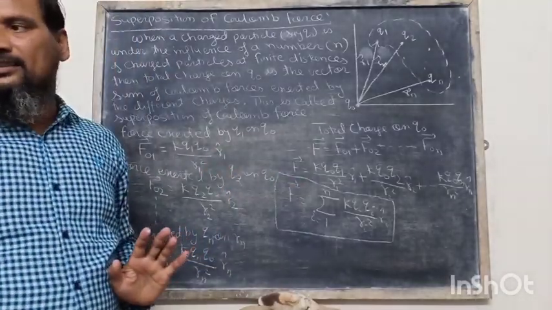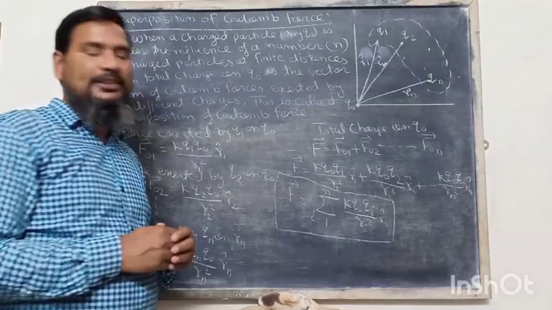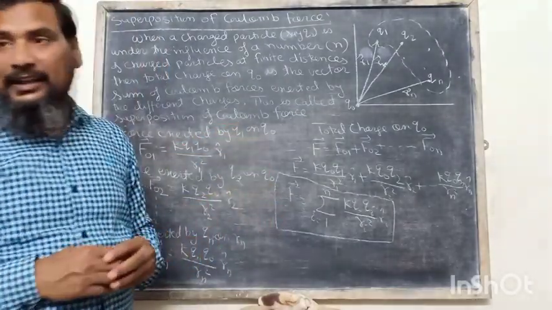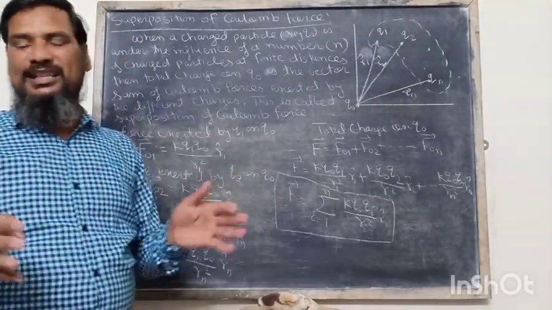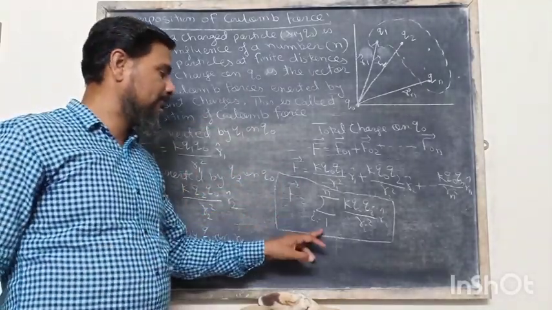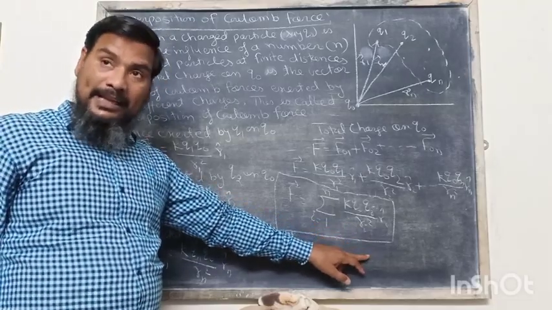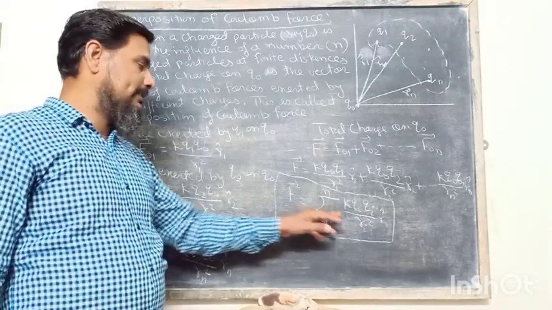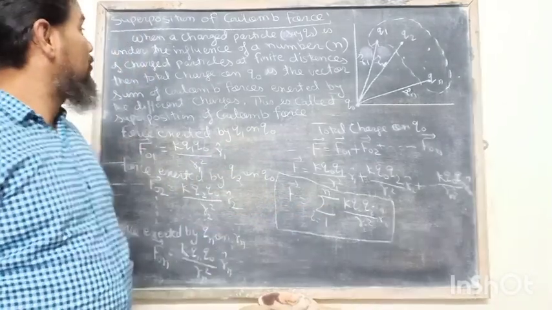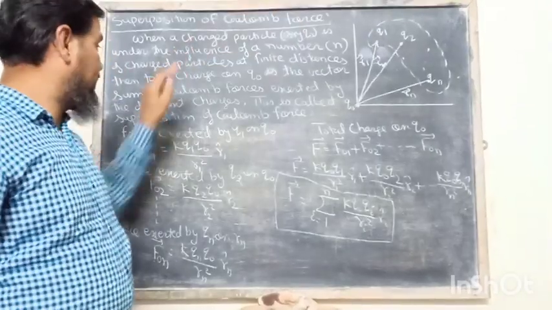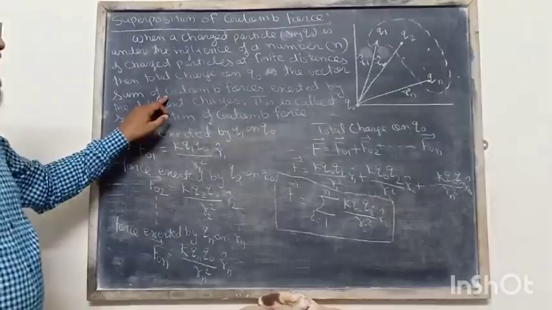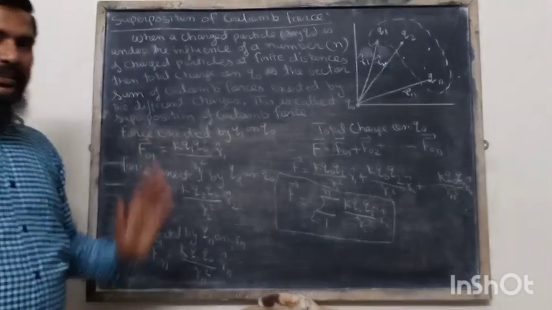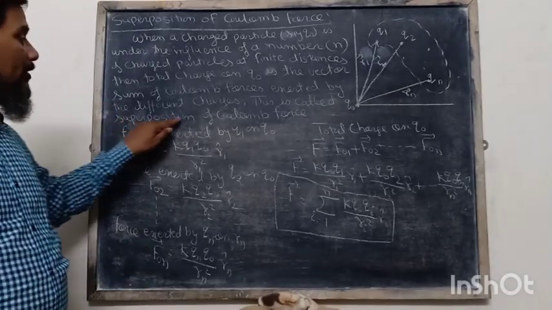This is the principle of superposition of Coulomb force, and it is a vector sum. In numericals, a certain charged particle is under the influence of a number of other charges. They may be arranged as a triangle, a rectangle, or a square. Then we have to determine the vector sum of the forces of all these charged particles on the given charged particle. This is nothing but the vector sum of Coulomb forces exerted by the different charges. This is all about the superposition of Coulomb force.